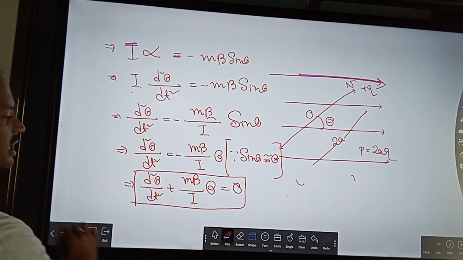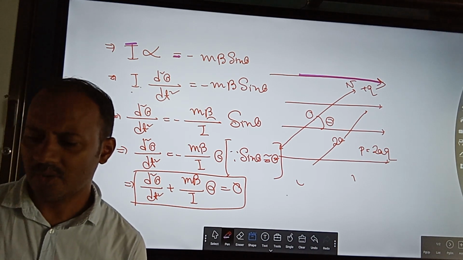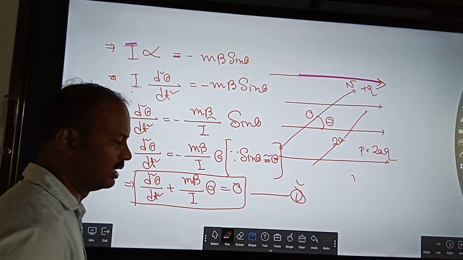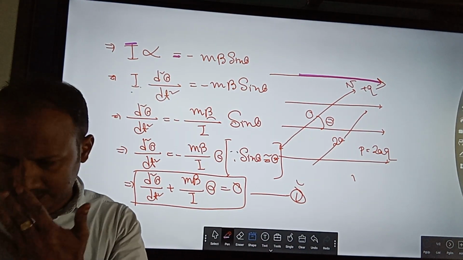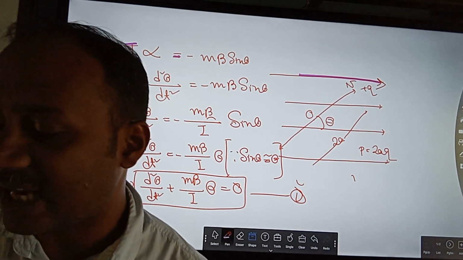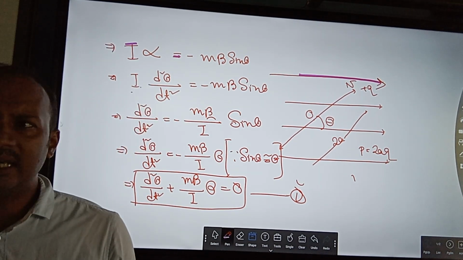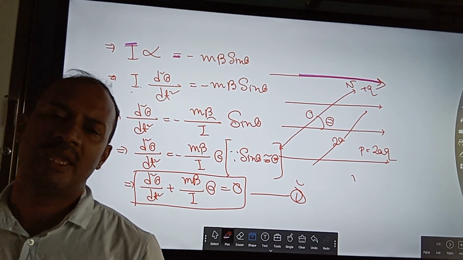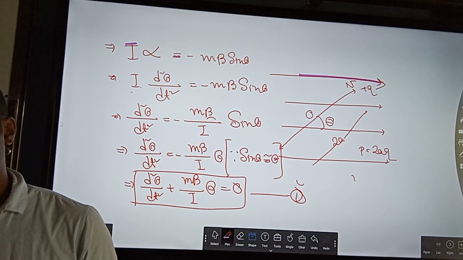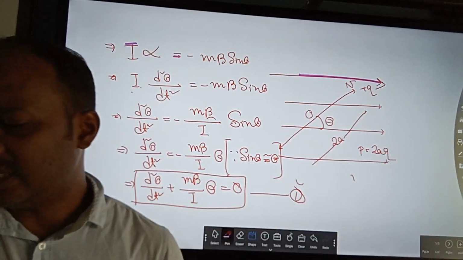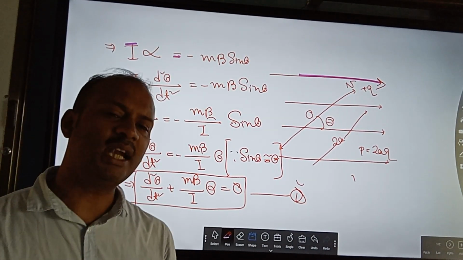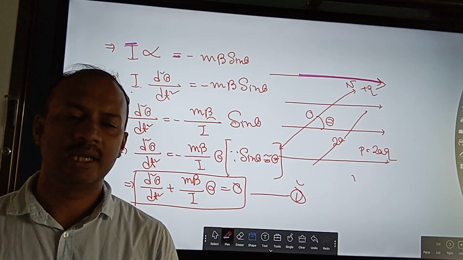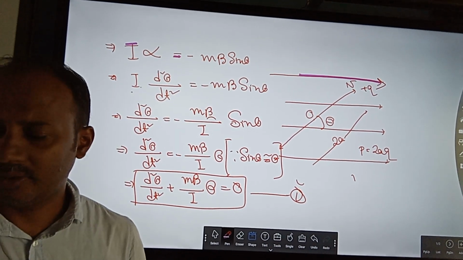So this gives an equation, this is equation 1. We are marking it as equation 1. Equation 1 is the standard equation of simple harmonic motion. In the first class we learned about simple harmonic motion.